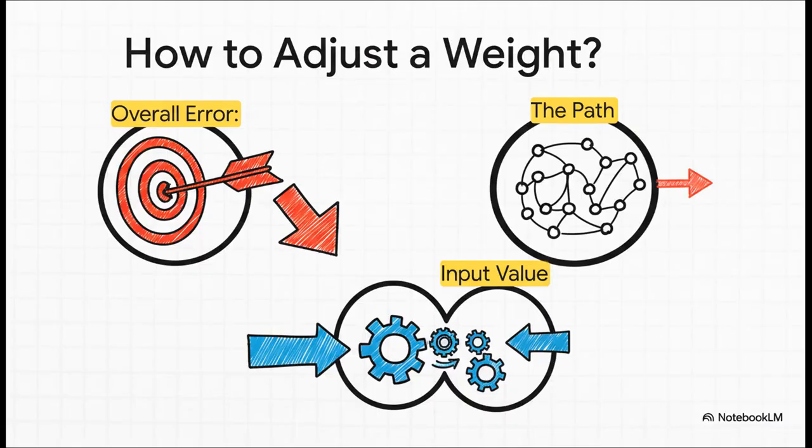Okay, so the amount any single knob gets adjusted really comes down to 3 things. First, the size of the overall error. Makes sense, right? If the network was way off, the adjustments are going to be big. Second, the path that blame signal takes on its way home. Every connection it passes through can either pump up or tone down the signal, which changes the final adjustment. And third, the input value that went into that specific weight. I mean, changing a weight is going to have a much bigger impact if the signal passing through it was strong in the first place.